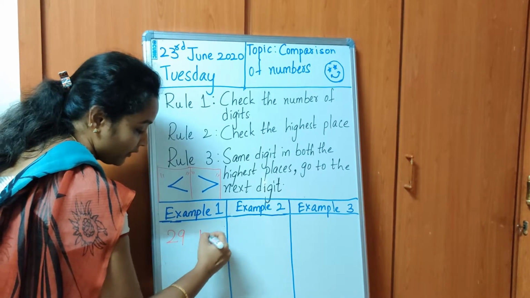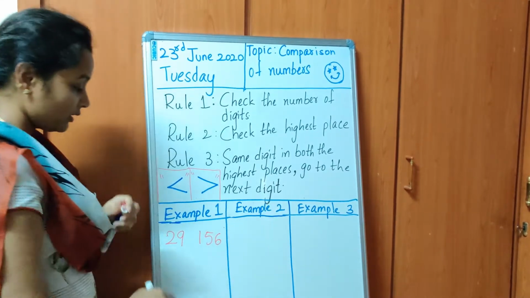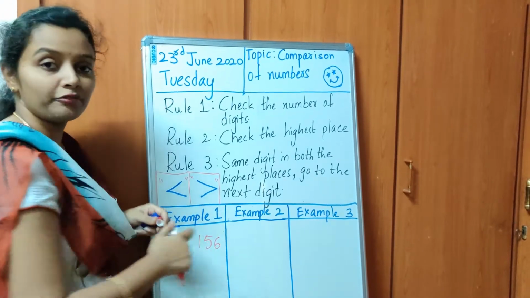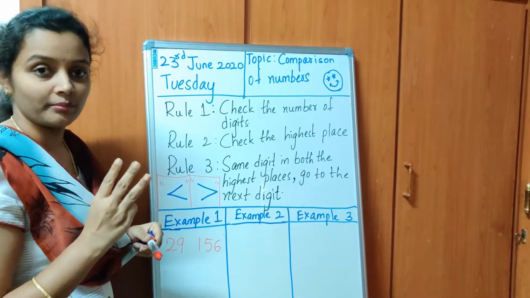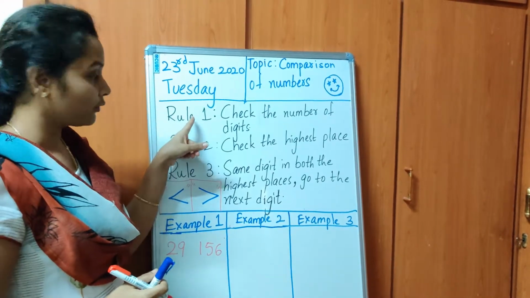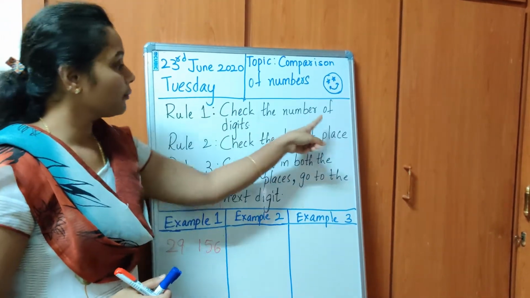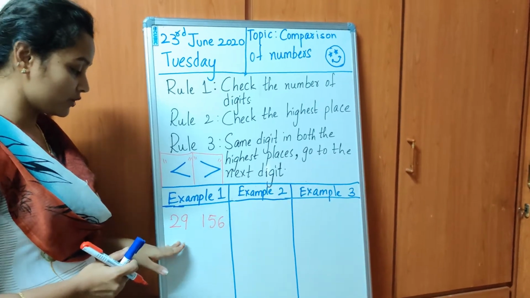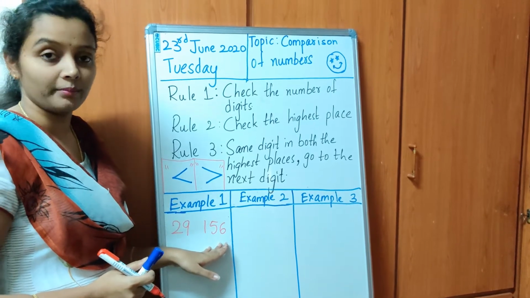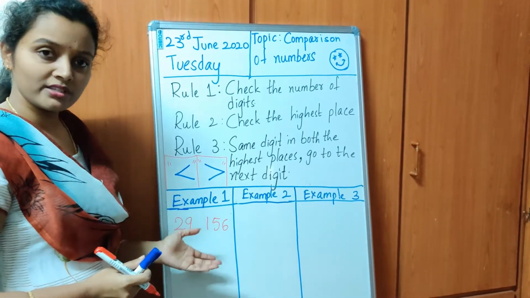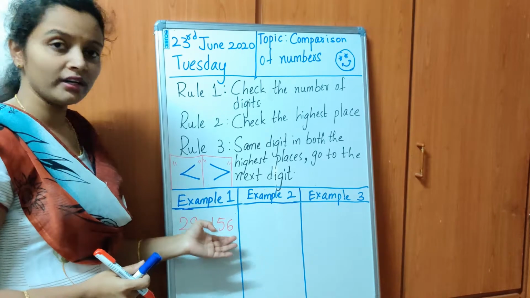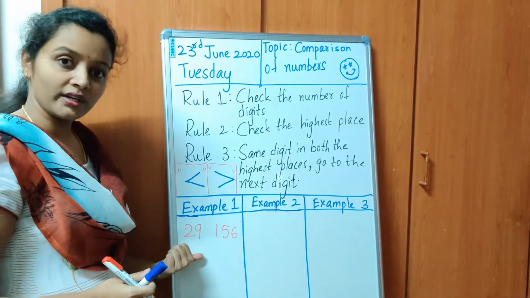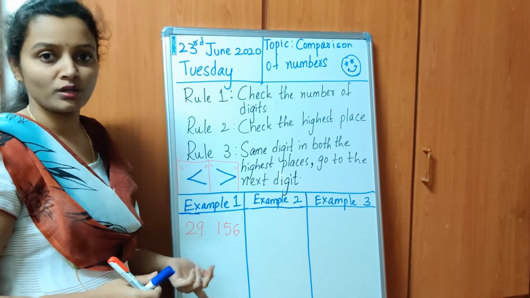29, 156. So 29 is a 2-digit number. 156 is a 3-digit number. Now let's read out rule number 1. Check the number of digits. Here it is a 2-digit number and here it is a 3-digit number. So it's very obvious that a 3-digit number will definitely be a bigger number. And obviously 29, which is a 2-digit number, will be a smaller number.